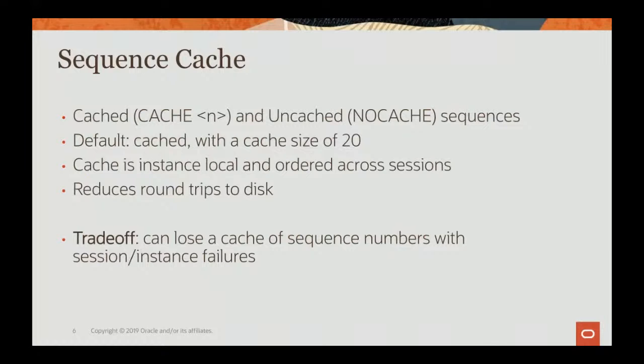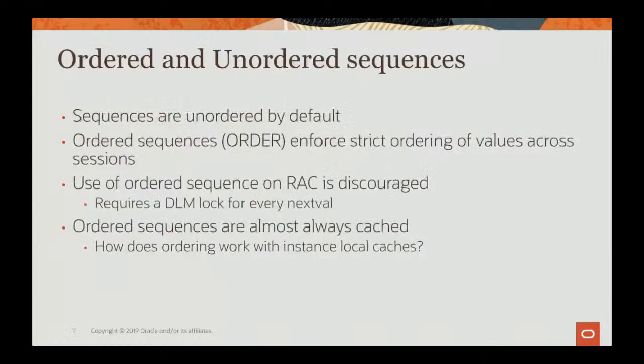Okay. By default, sequences are unordered. What we mean by this is that there is no enforcement on the order in which next vals are given out if you have two sessions that are advancing the sequence in parallel. An ordered sequence is declared by specifying the order attribute during creation. And if you have an ordered sequence, there's a strict ordering across sessions that access the sequence. So if session 1 advances the sequence before session 2, then session 1 should see a value that occurs earlier in the sequence space.